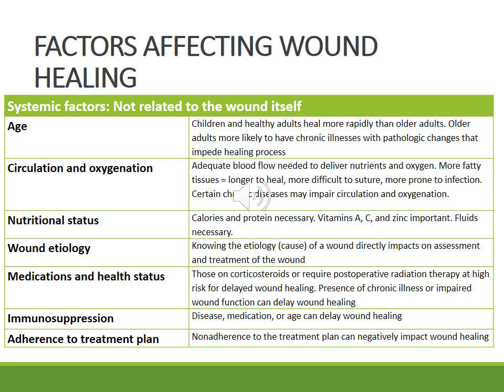And so certain chronic diseases can impair that circulation and oxygenation and then obviously play a factor in our wound healing. Our nutritional status, wounds heal. We need a high protein diet when we're talking about wounds to have that tissue repair and rebuild. We need our patients to have calorie intake. They need vitamins A and C, and zinc are important to that healing, and fluids are necessary. So if we have a malnourished, dehydrated patient, we're going to see signs that affect their wound healing. The cause of the wound is important because it directly impacts assessment and treatment.